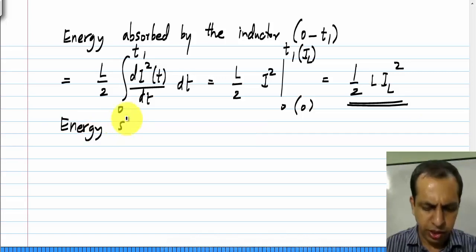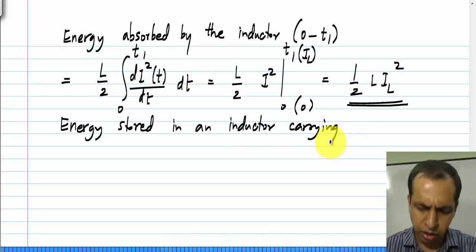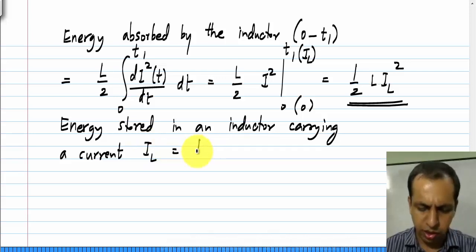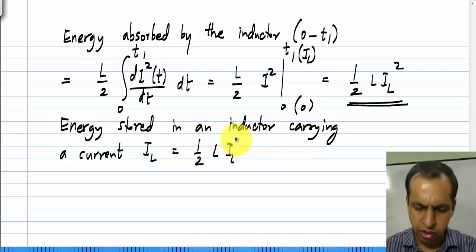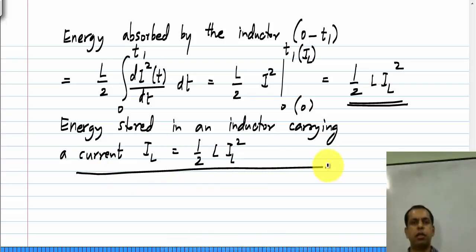So, the energy stored in an inductor carrying a current I L is half L I L square. Okay. Now, as with the capacitor, when you take the inductor current from 0 to a certain value I L, it absorbs a certain amount of energy, and after that it can return it all back.